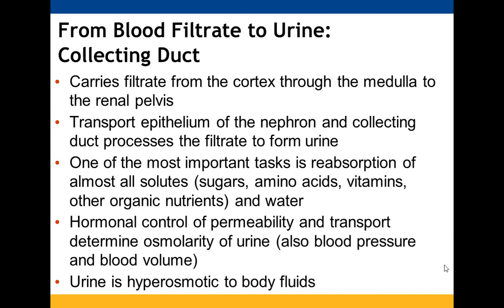The collecting duct takes what we have now of our filtrate and helps to move it from the cortex through the medulla to the renal pelvis. It takes advantage of the transport epithelium that are present in the nephron to help to process the filtrate into urine. It's able to reabsorb any remaining solutes, and it will produce a urine that is hyperosmotic to your body fluids. Depending on your body's needs with volume and pressure, it can also play a role as to how dilute or how concentrated that urine is.